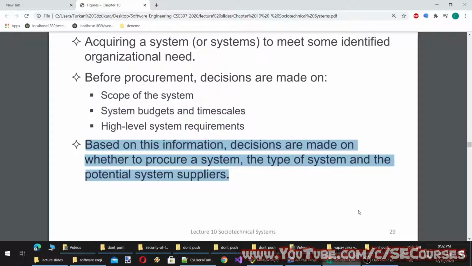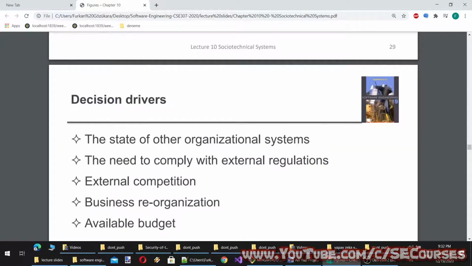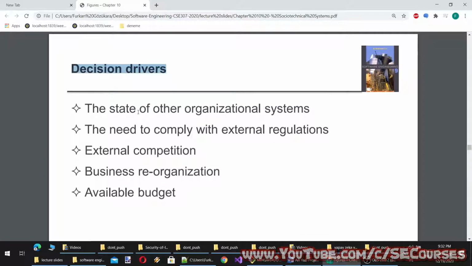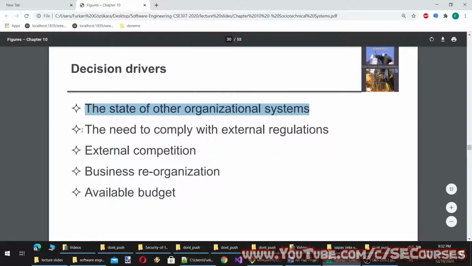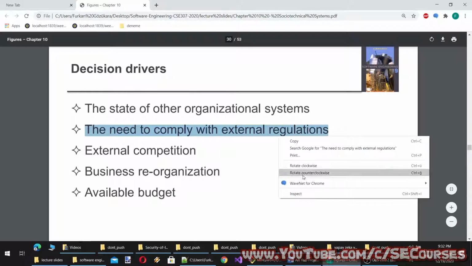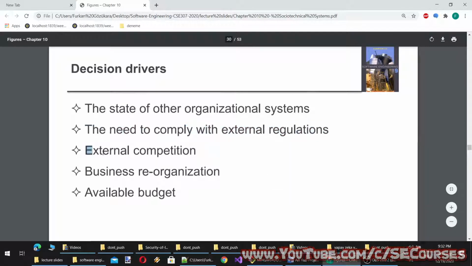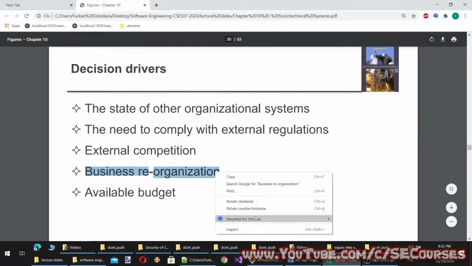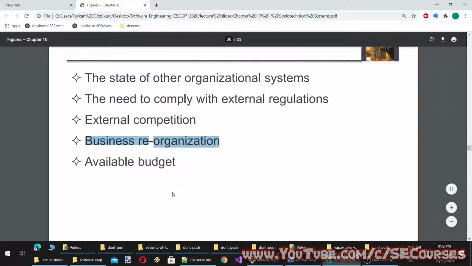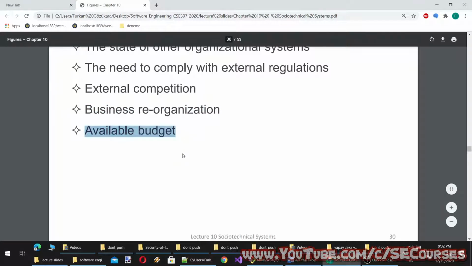Based on this information, decisions are made on whether to procure a system, the type of system, and the potential system suppliers. Decision drivers: what causes us to make that particular decision? The state of other organizational systems, the need to comply with external regulations, external competition, business reorganization, and available budget.